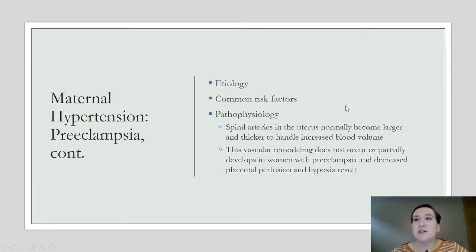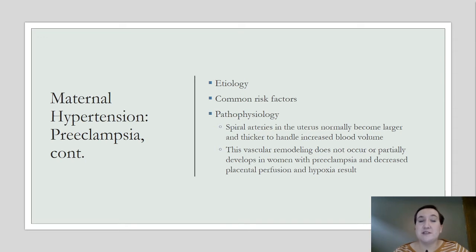Pathophysiology. So when we're trying to understand what is happening with preeclampsia, what we're looking at are what are called the spiral arteries. So when the placenta, those chorionic villi, those finger-like projections, first attach to the walls of the uterus, they have these spiral arteries that embed themselves into the wall of the uterus. Normally those are thick, and they are beautiful, and they are gorgeous. However, in preeclampsia, this vascular remodeling does not occur, or it only partially occurs.